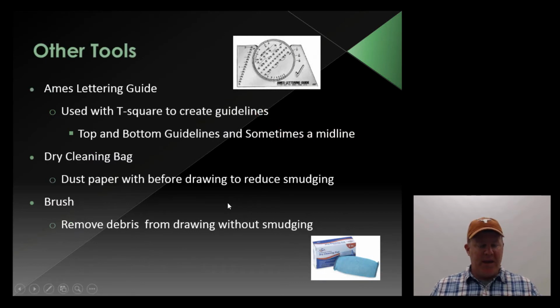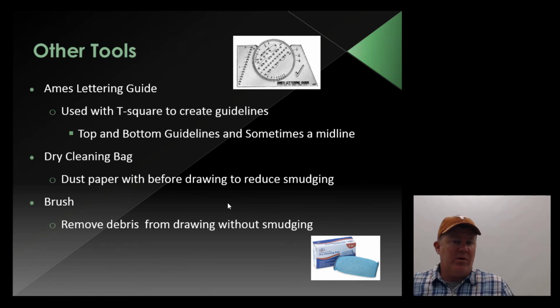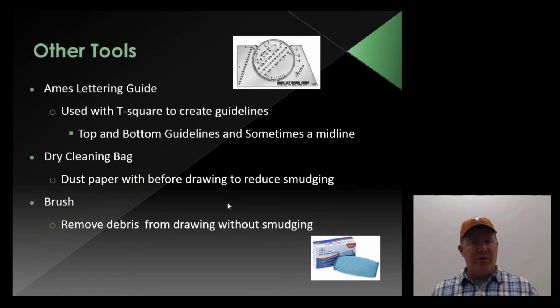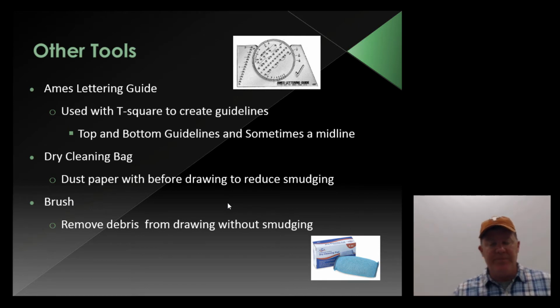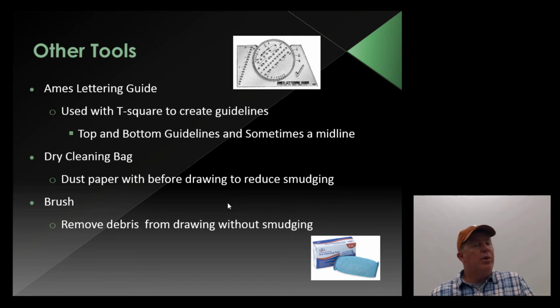Other tools, Ames lettering guide. I don't even keep one in my box. Some of my students love it. Some of them are like me. They can draw the guidelines with that blue non-photo pencil, or they would take the 4H pencil and do their 1/4 inch lines to do architectural lettering. I love architectural lettering. I don't care what people say. I think that looks so good on a plan.